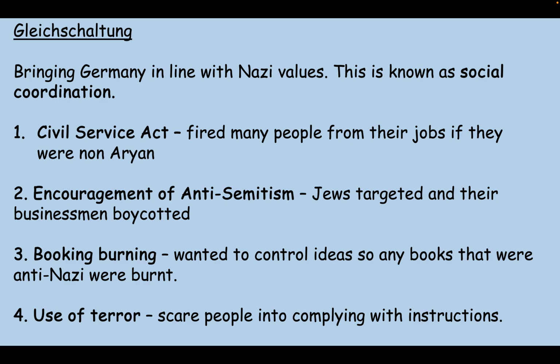Now, the Nazis want to Nazify society, and this process of Gleichschaltung is all about social coordination. So we pick out 4 key things that the Nazis do to coordinate society into what they want it to be, to Nazify society into what they want it to be. The first thing they do is the Civil Service Act.